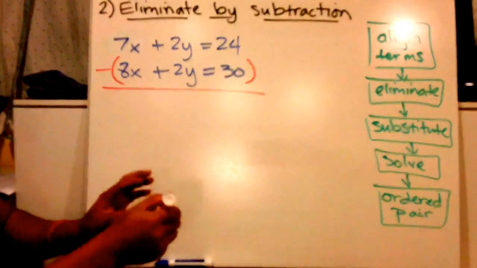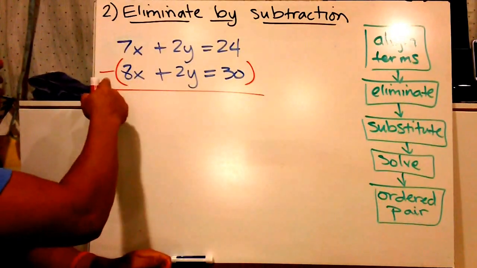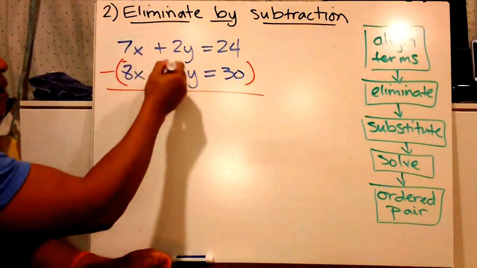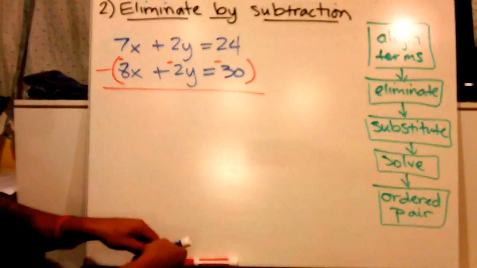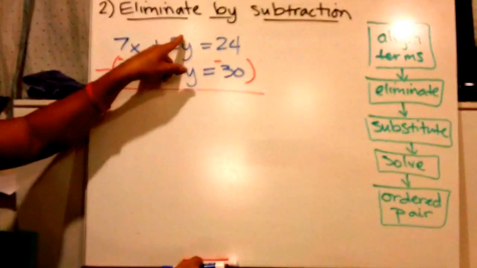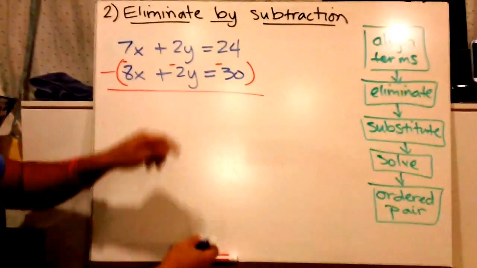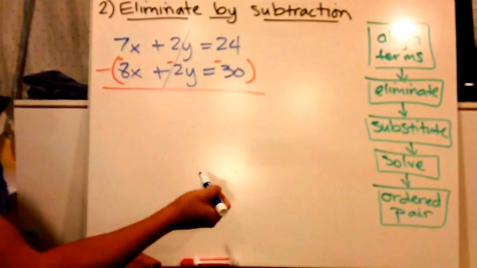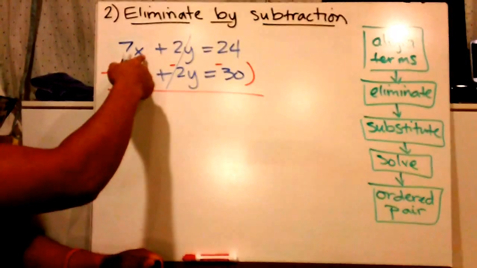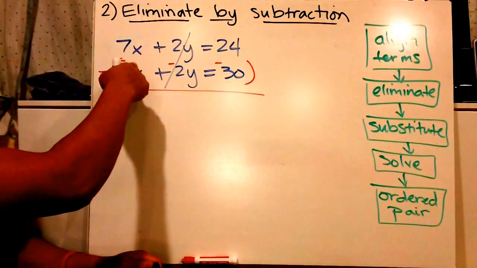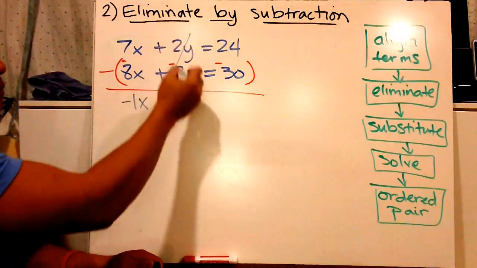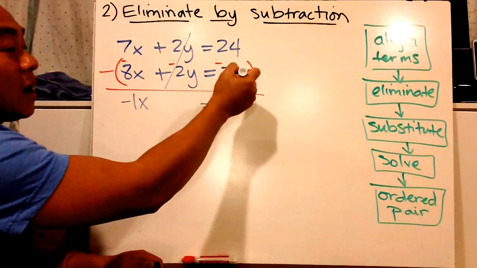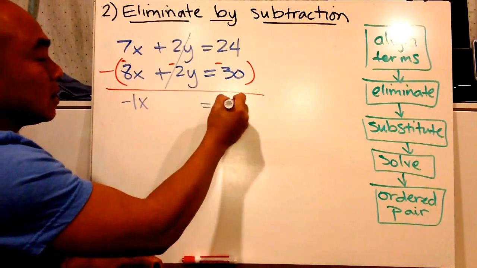Okay, so just to let you know how it's going to look, it's going to be negative 8x, negative 2y, and then negative 30. Okay? So let's go ahead and come down on this one. So here, positive 2y minus 2y, that's gone because we're subtracting them. Now we have a 7x and a negative 8x, which gives me a negative 1x is equal to, and then 24 and a negative 30 is going to give me a negative 6.